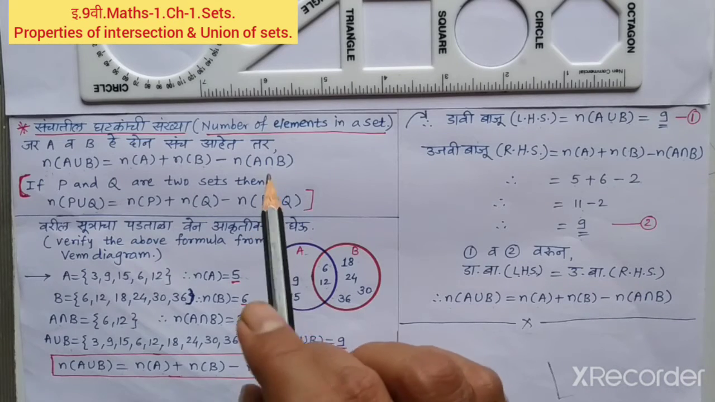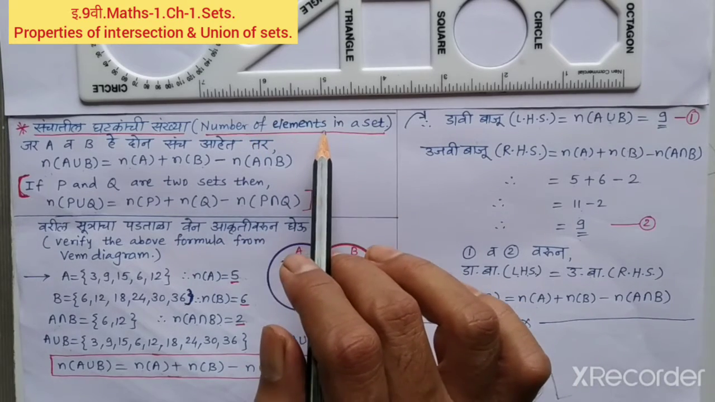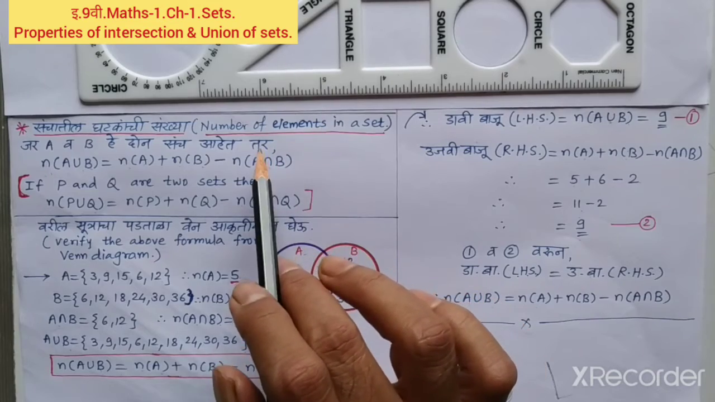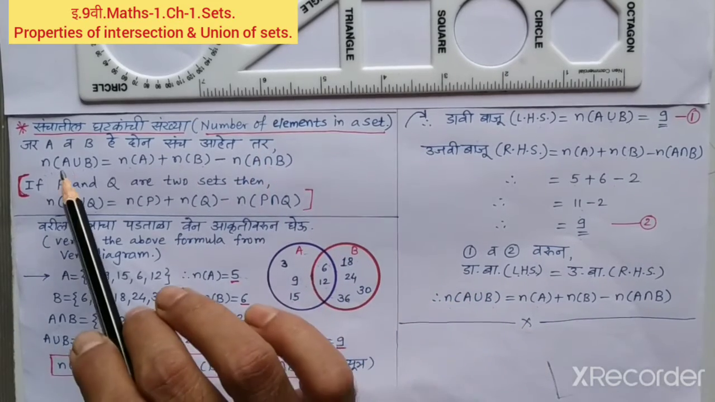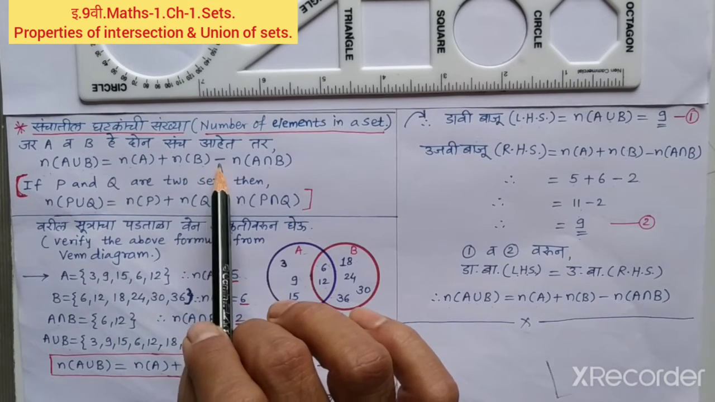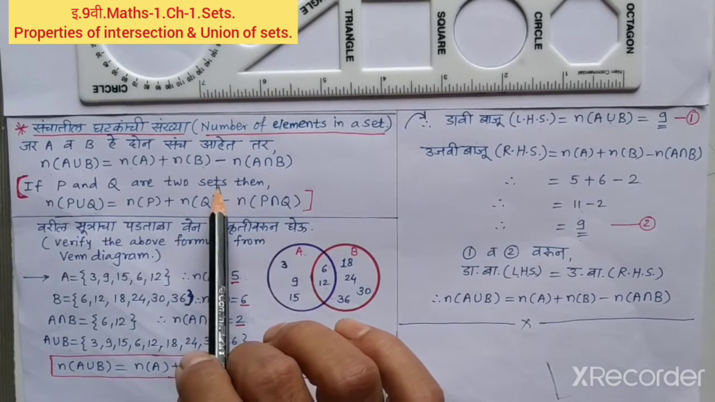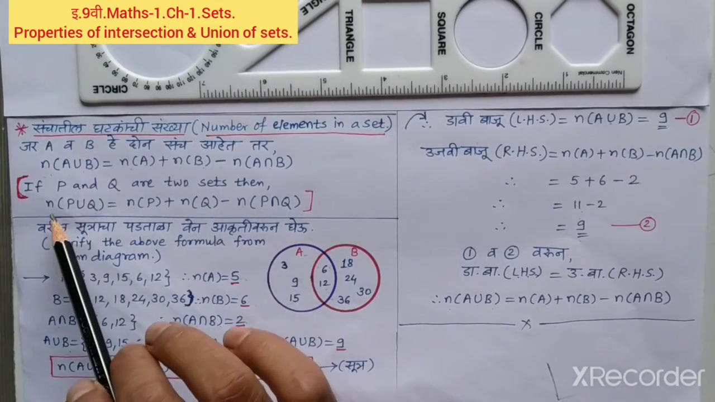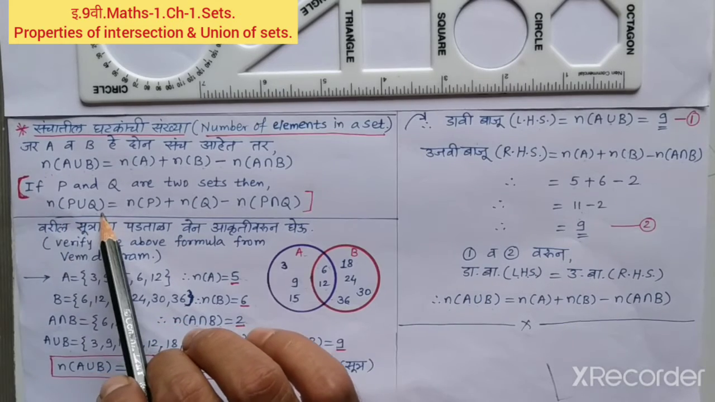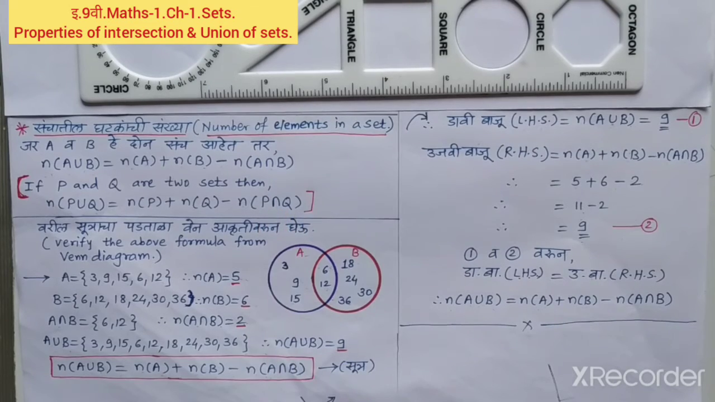Now let us learn the number of elements in a set, and with the help of this topic we will learn one formula. N of A union B is equal to N of A plus N of B minus N of A intersection B. If P and Q are two sets, similarly we can write the formula N of P union Q is equal to N of P plus N of Q minus N of P intersection Q. To verify this formula, let us consider one example.